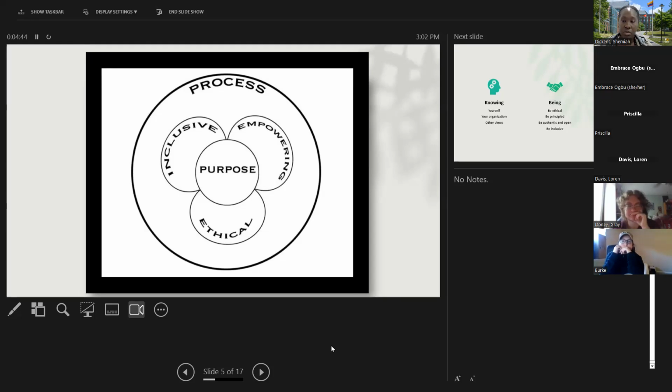When we're talking about the relational model, there are five components: purpose being the middle, but also inclusive, empowering, ethical, and then the overall process of how we relate to each other. Again, I'm not going to go super deep into this. You'll actually be using the second model a little bit more from my presentation, but it is something great to know. If you want to learn more, come to Tigers Lead Tier 2.